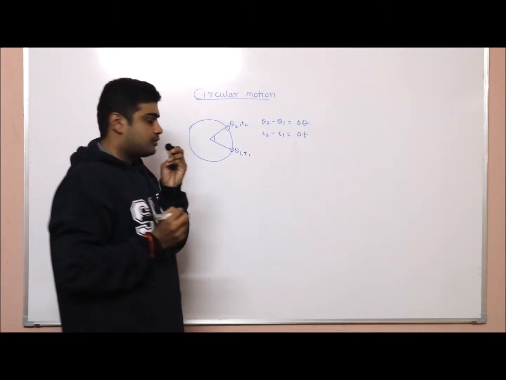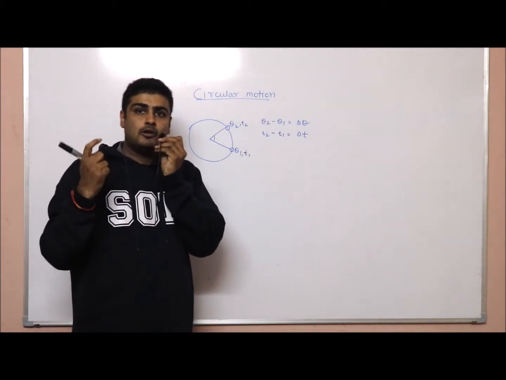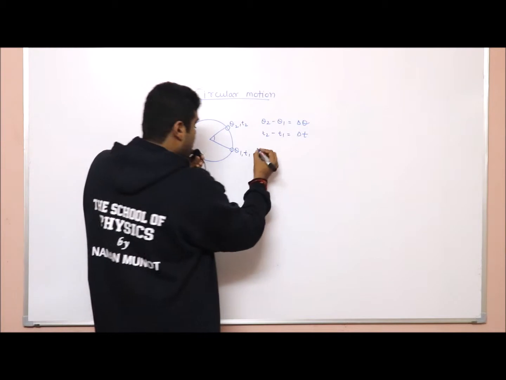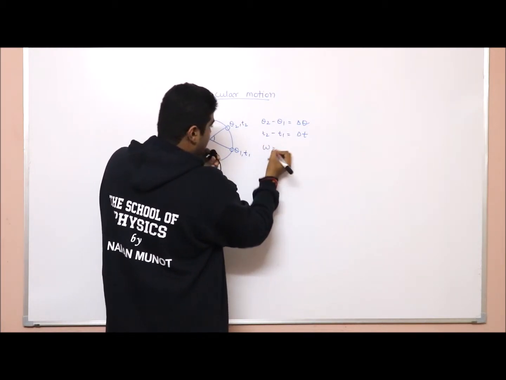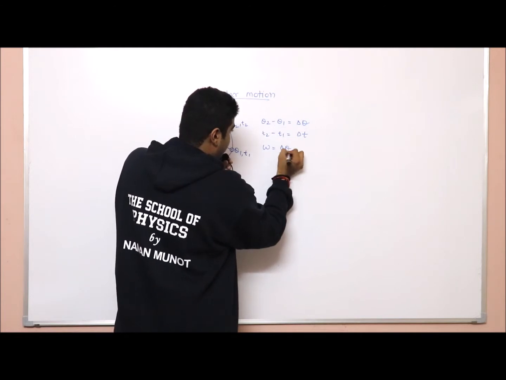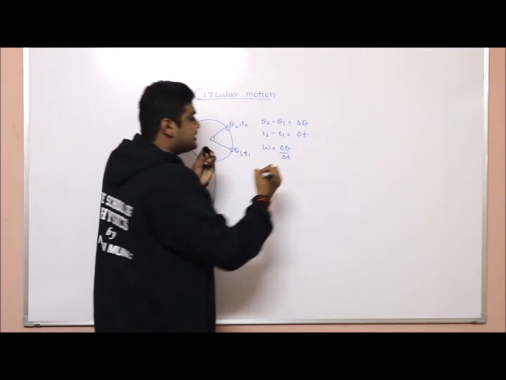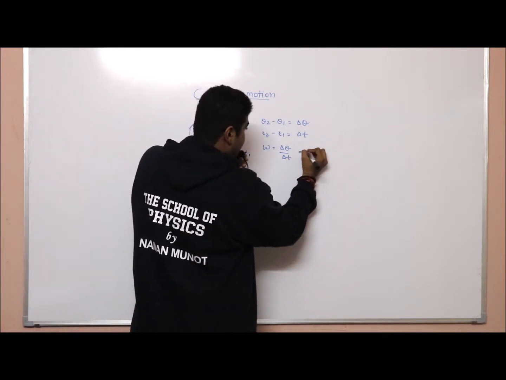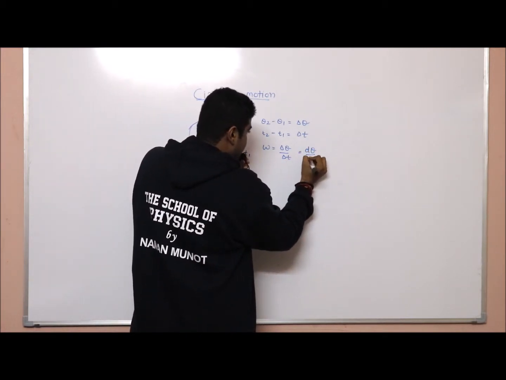So first of all we have angular velocity. What will be the angular velocity? The angular velocity, we denote it by omega, is equal to delta theta upon delta t, and instantaneous angular velocity will be equal to d theta by dt.